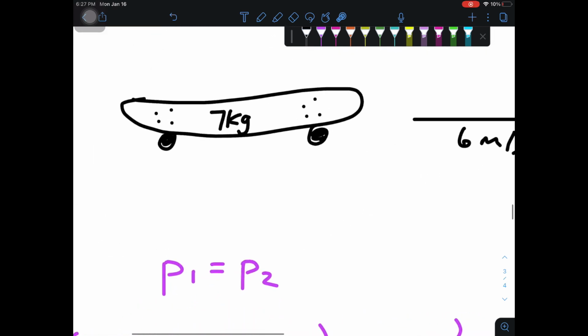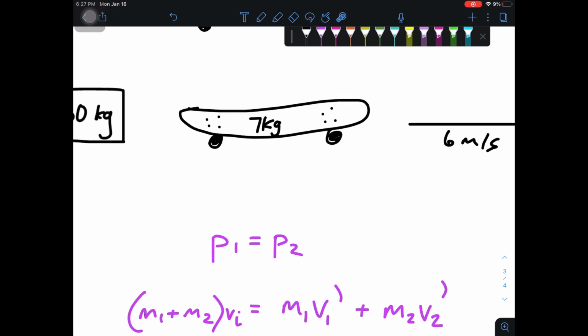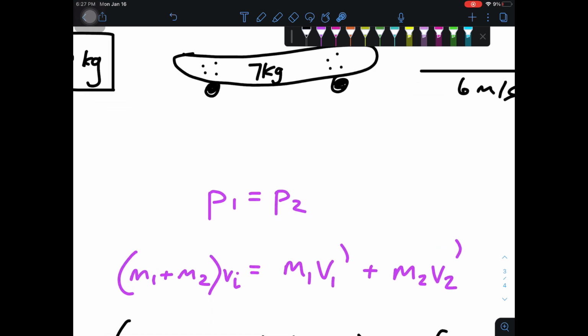So here we have a basic representation of the conservation of momentum. So momentum before the explosion would be equal to the momentum afterwards. If we substitute the masses and the velocities involved, we'll see that the masses together with their initial velocity will be equal to Dan's M1 and V1 and the skateboard's M2 and V2. But this total momentum should equal the total initial momentum.